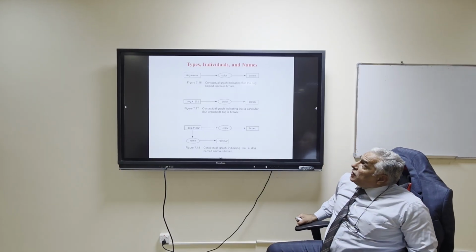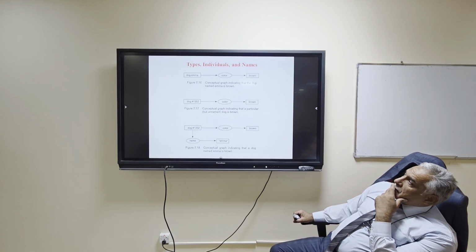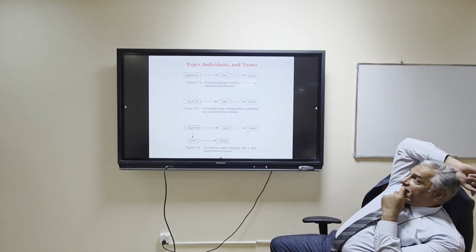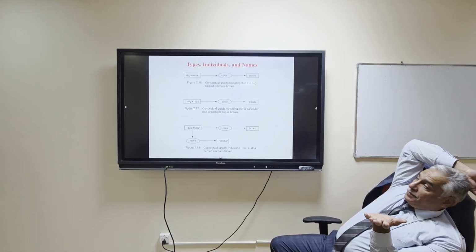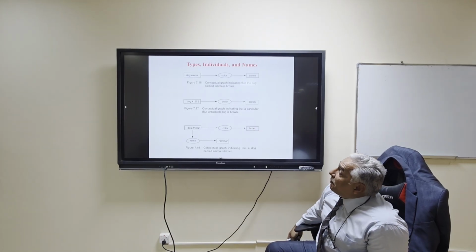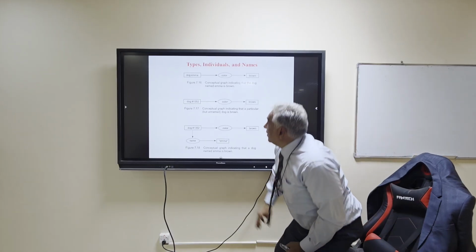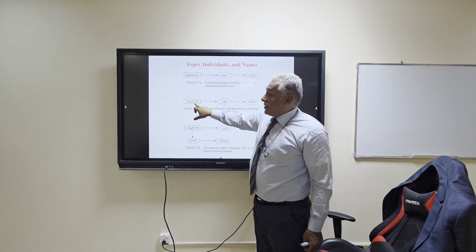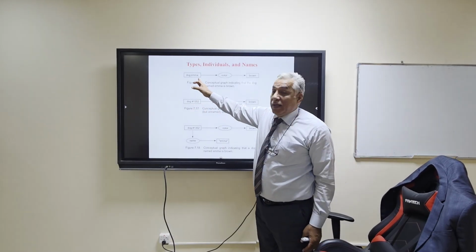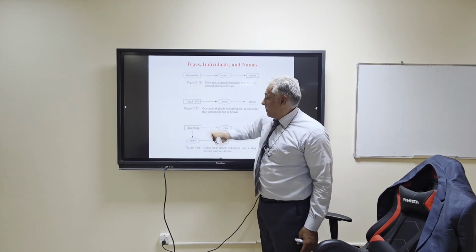Now the types, individuals, and names. For example, dog Emma, its color brown. This conceptual graph indicates that the dog named Emma is brown. And this conceptual graph indicates that a particular but unnamed dog is brown. This is name Emma, but in this one not a particular dog. But this dog is called Emma. This is more specific than this.